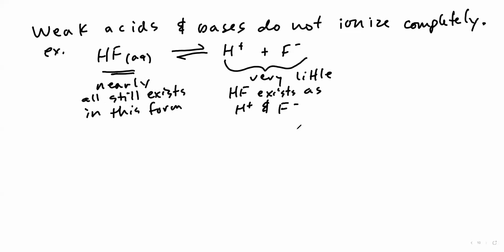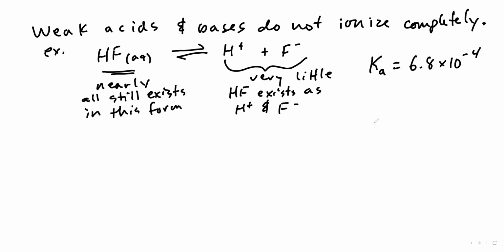And the way we know that nearly all of the HF is still in the HF molecular form is that the Ka for HF is really small. It's 6.8 times 10 to the minus fourth. If we think about a weak base example, that's kind of the same thing.